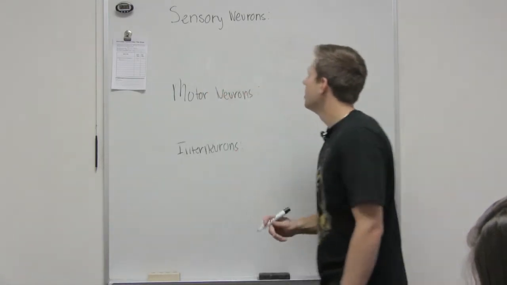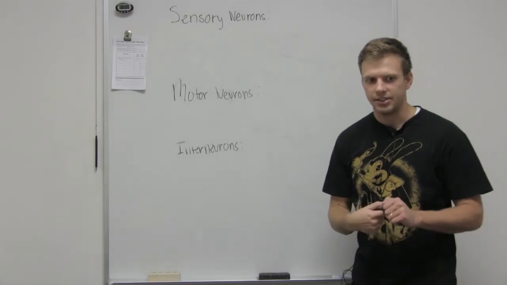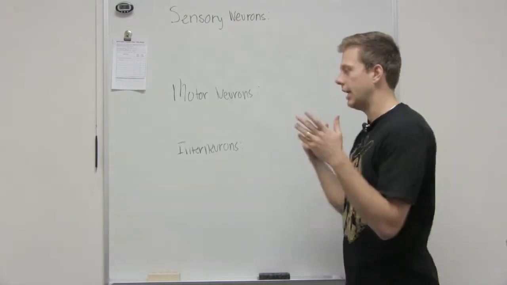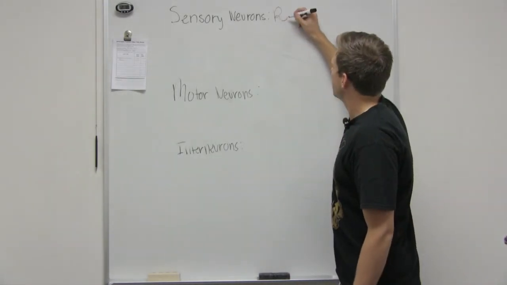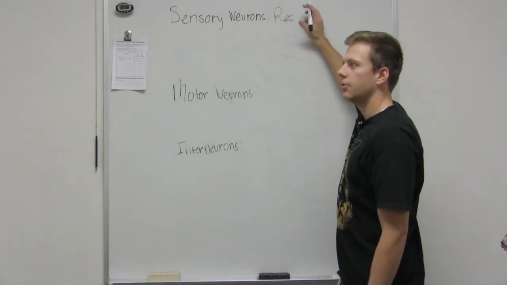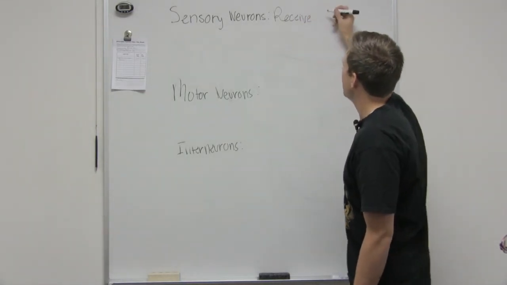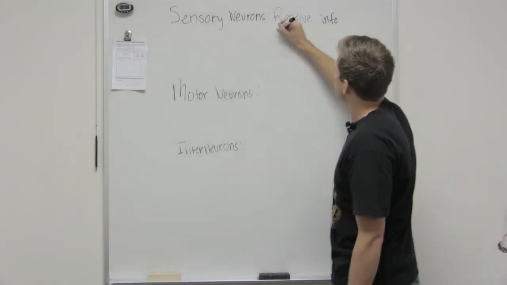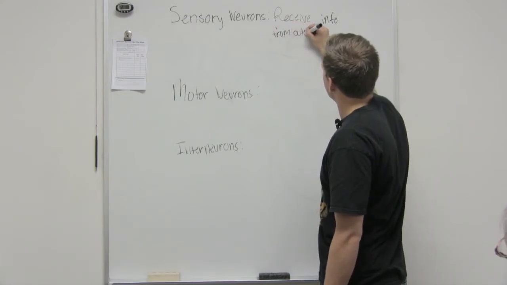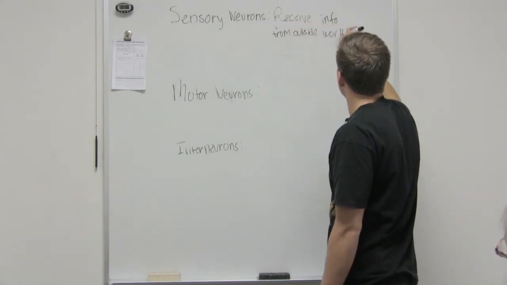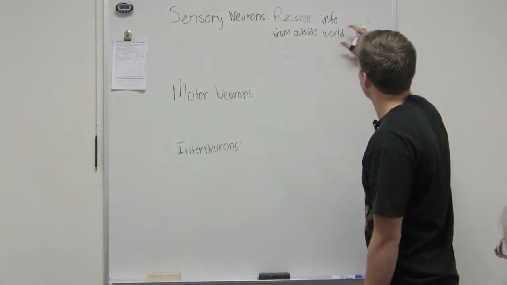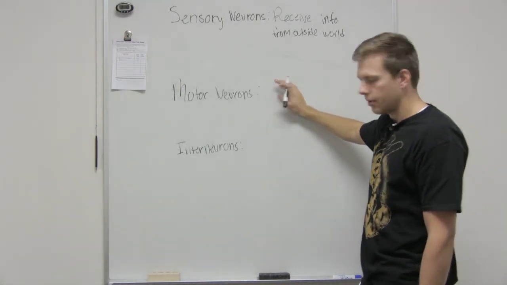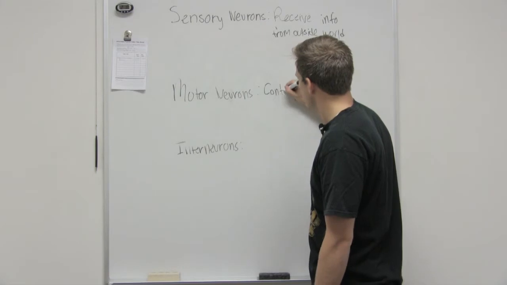Interneurons. Okay. So for sensory neurons, what do you think the sensory neurons do? Just like your sight, your hearing. Right, they receive information from the outside world. And then what do you think motor neurons do? Just like your movements. Right, so these ones, they control our movements.